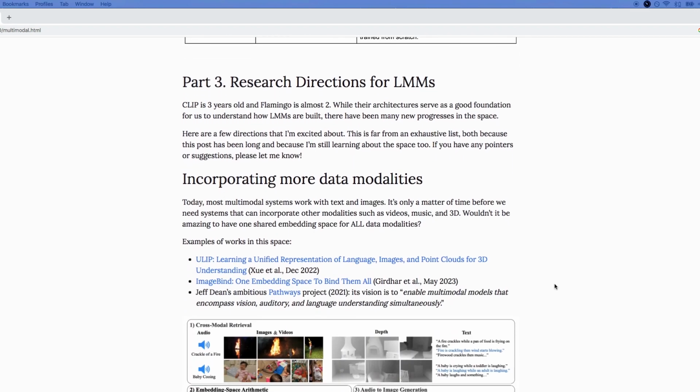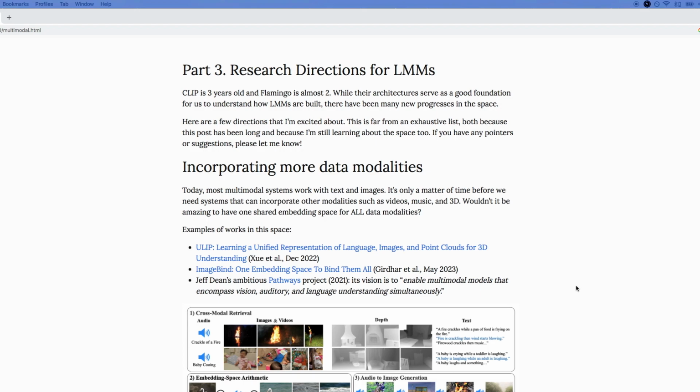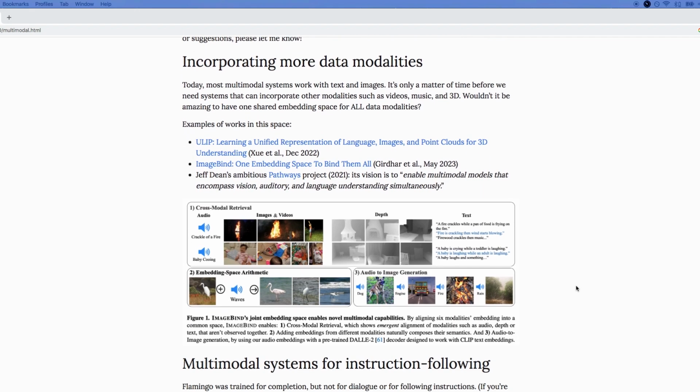Part 3. Research directions for LMMs. CLIP is 3 years old and Flamingo is almost 2. While their architectures serve as a good foundation for us to understand how LMMs are built, there have been many new progresses in the space. Here are a few directions that I'm excited about. This is far from an exhaustive list, both because this post has been long and because I'm still learning about the space too. If you have any pointers or suggestions, please let me know.